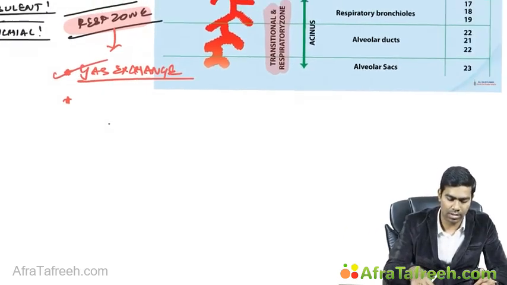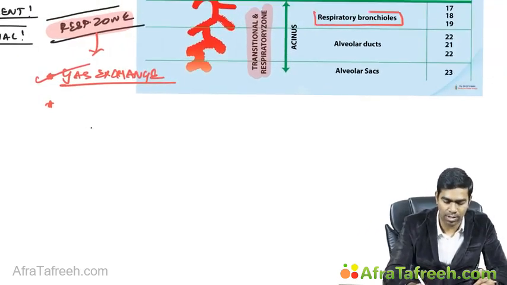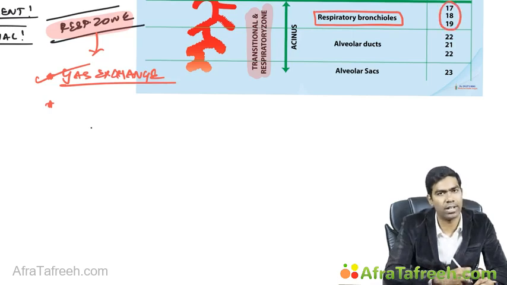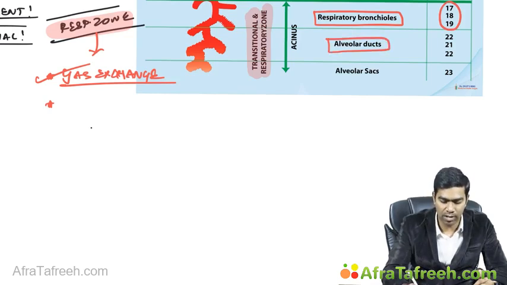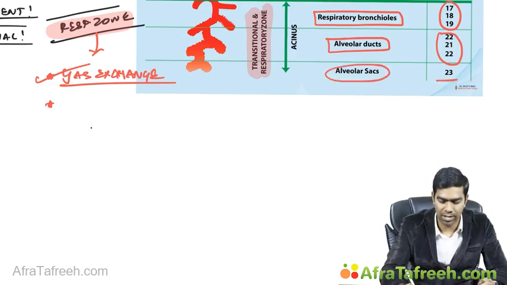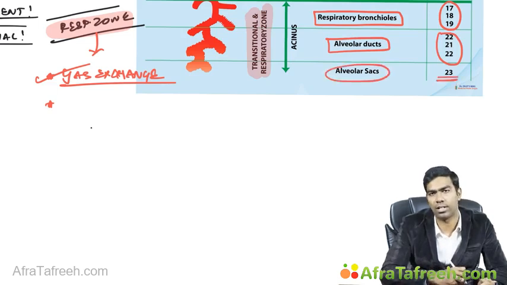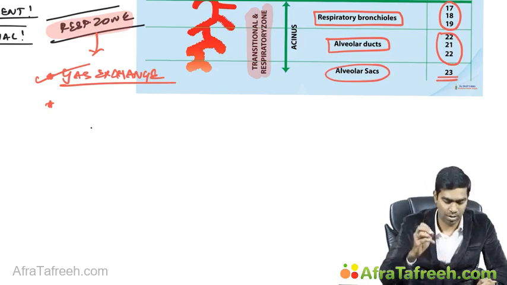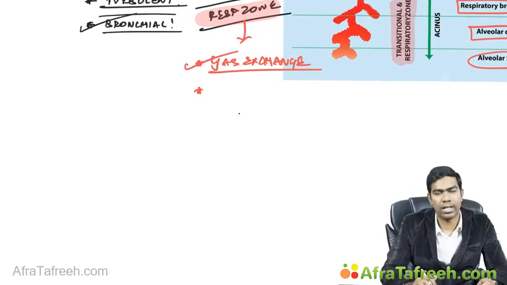So these are the places. So what are the things that contribute to the respiratory zone? The respiratory bronchioles, which contribute to 3 generations, that is 17 to 19, and the alveolar ducts, which contribute to another 3 generations, that is 21 to 22, and the final alveolar sacs contribute to the last generation, that is the 23rd generation. So these are the areas of gas exchange.